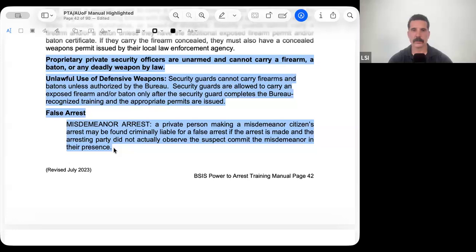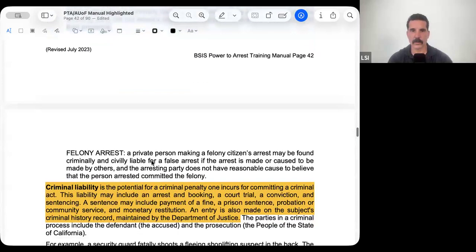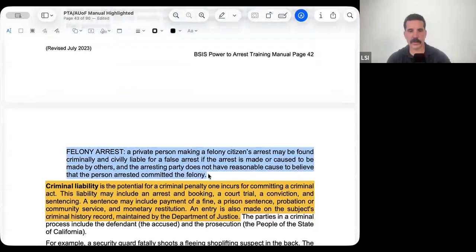False arrest. Misdemeanor arrest. A private person making a misdemeanor citizen's arrest may be found criminally liable for a false arrest if the arrest is made and the arresting party did not actually observe the suspect commit the misdemeanor in their presence. All right, and then it continues with felony arrest.